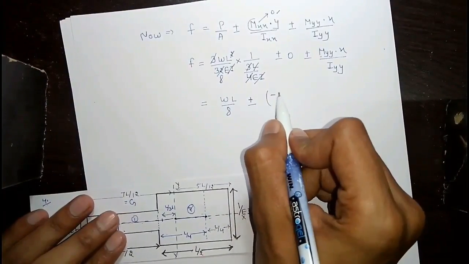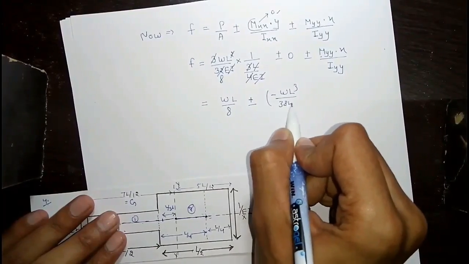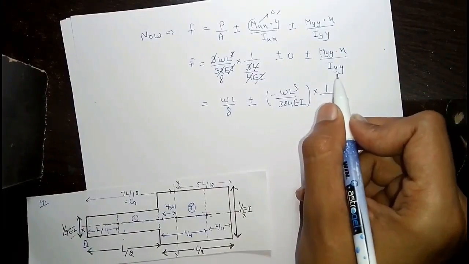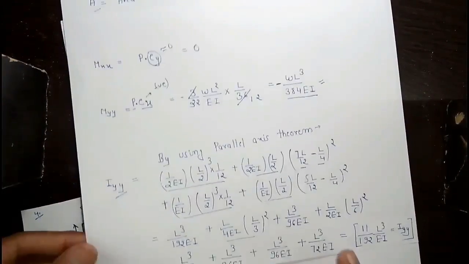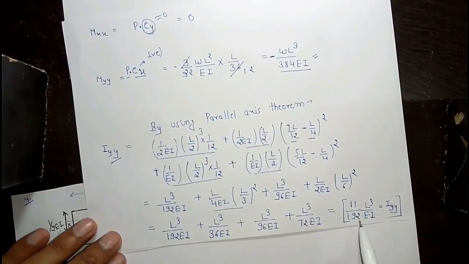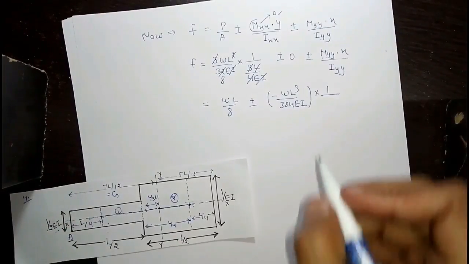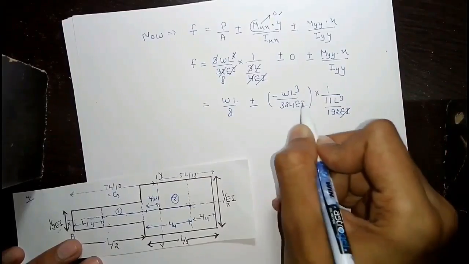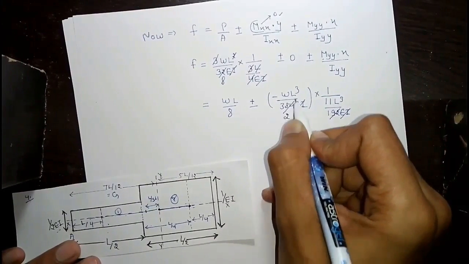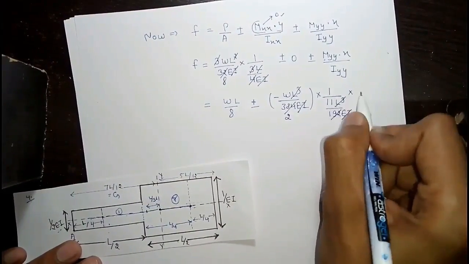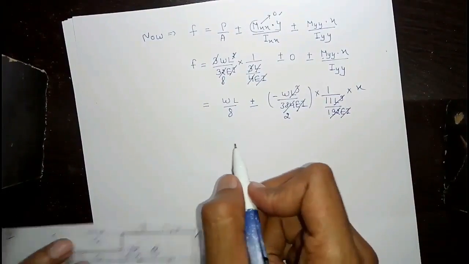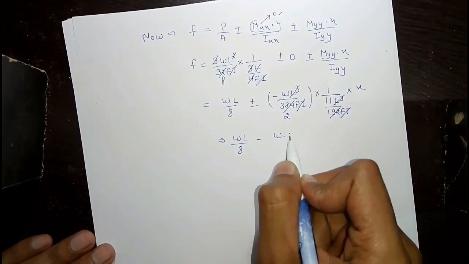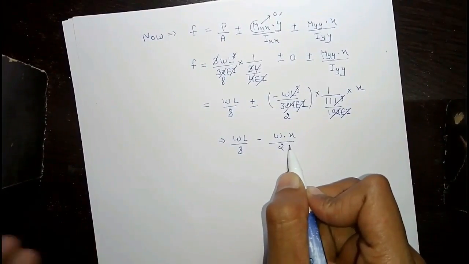So negative WL cube divided by 384 EI into 1 divided by the moment of inertia about the y axis, 11L cube divided by 192 EI. EI to EI cancel, L cube to L cube cancel, into x, so it will be equal to WL by 8 minus Wx divided by 22.